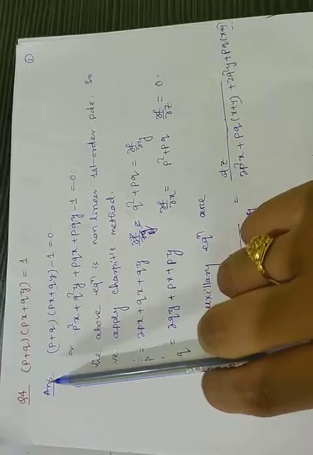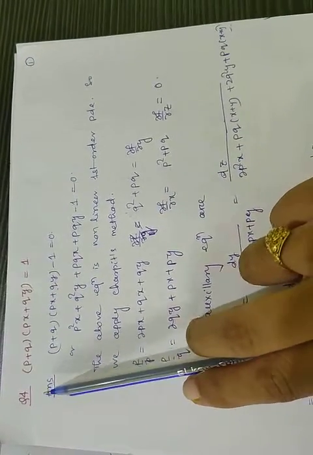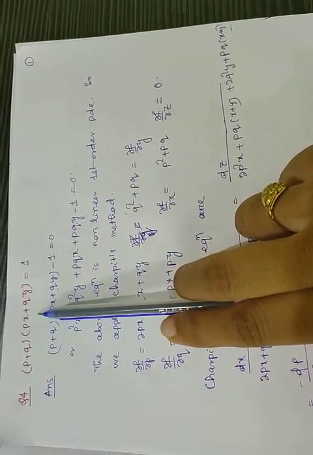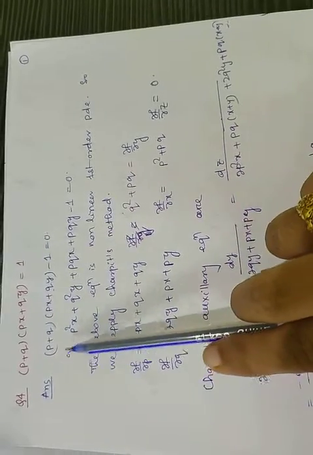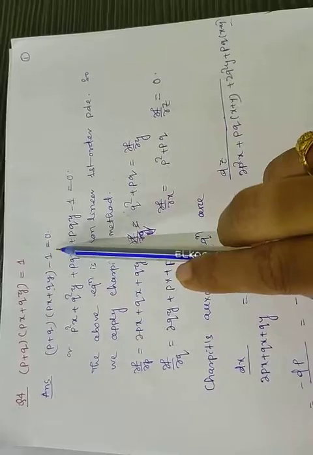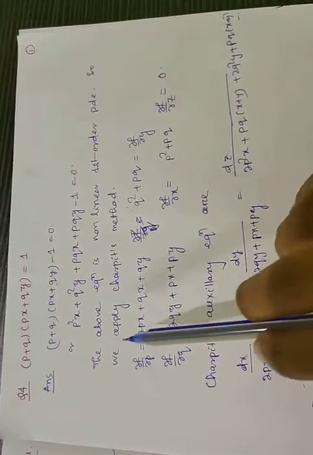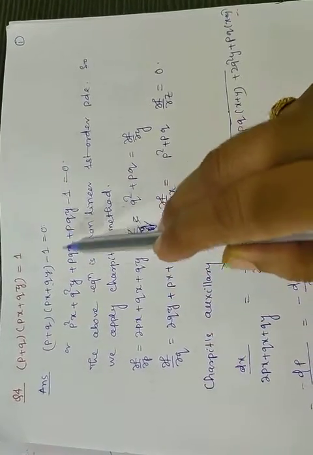How to solve a nonlinear first order PDE using the Charpit method. Take one problem: (p + q)(px + qy) = 1. Here (p + q)(px + qy) - 1 = 0, so that it becomes f(x, y, z, p, q) = 0.